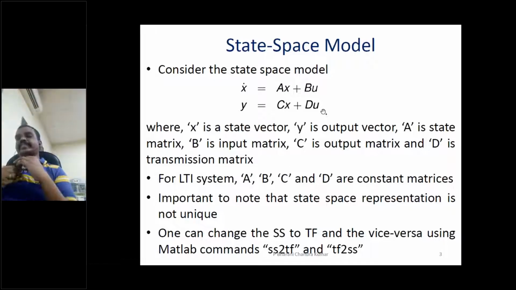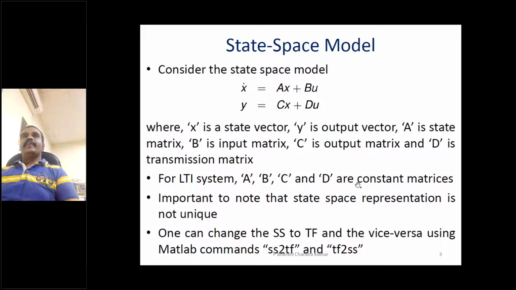Here x is called the state vector and y is called the output vector. A is called the state matrix, B is the input matrix, C is the output matrix, and D is the transmission matrix. Y is called the output, and x dot is called the state derivative. Generally, for simplicity, we deal with linear time invariant systems, where A, B, C, and D are constant matrices.